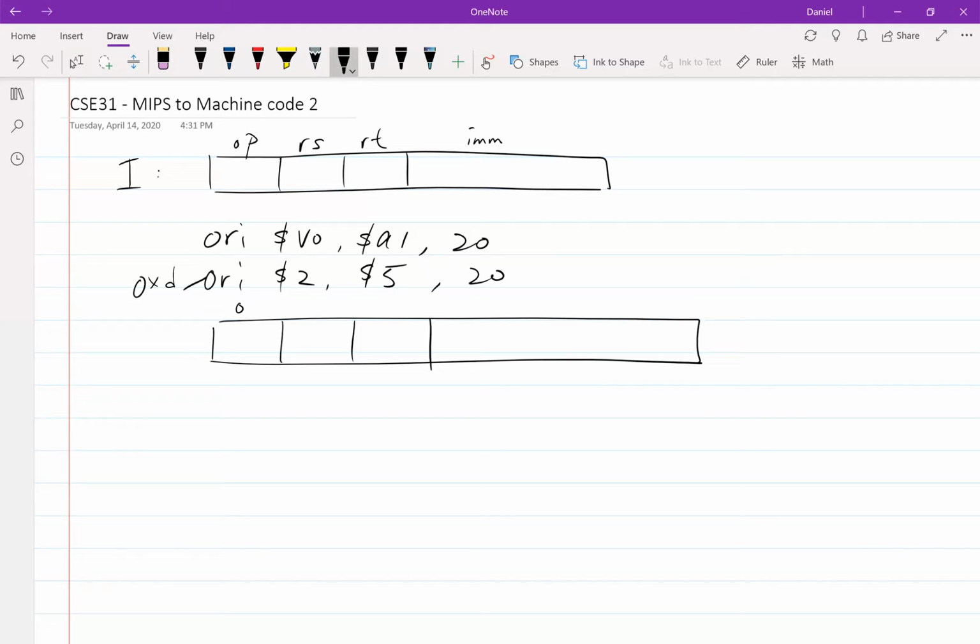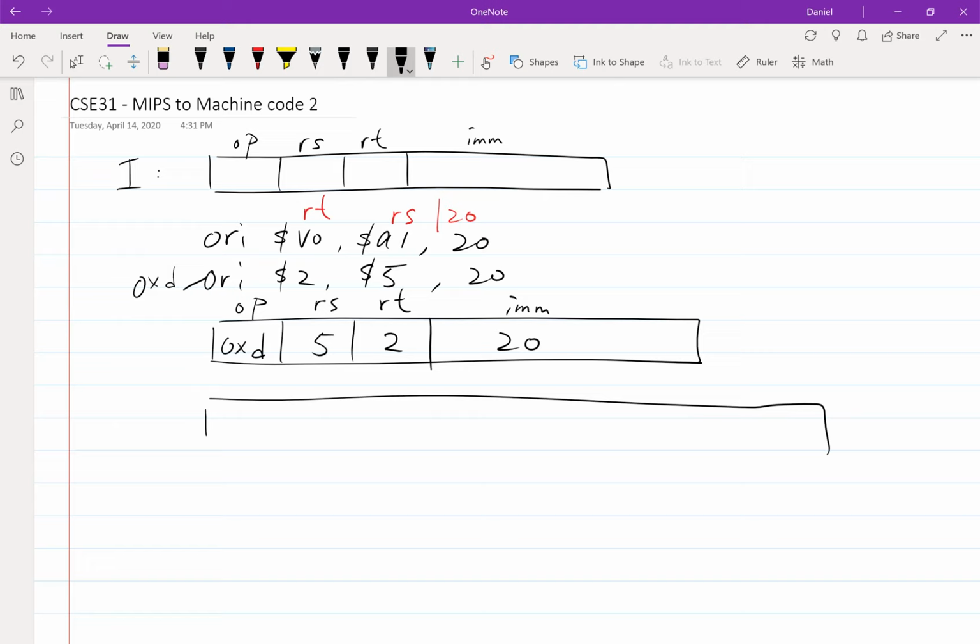Opcode, RS, RT, immediate, right? And opcode is D. So I put 0x in front of it so that I can tell this is a hexadecimal number. What is RT now, or RS here? Remember, you take the OR operation with RS. Let me use another color so that it's easier to see. Have RS, and then OR with the immediate integer, and then save it into RT. So now let's fill in the blanks again. RS will be 5, RT will be 2, and then 20. That's all, right? Next, write that into zeros and ones.